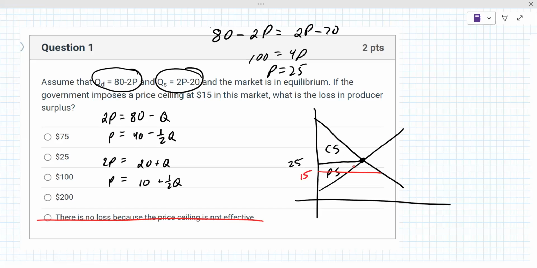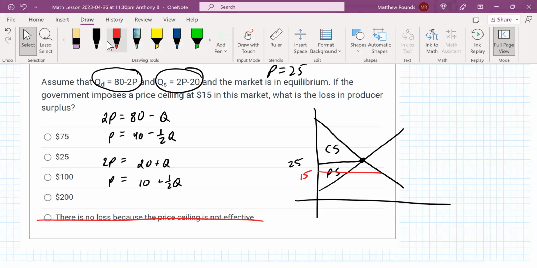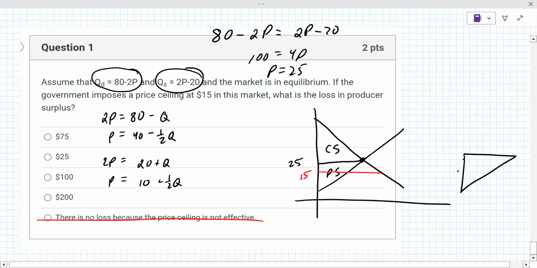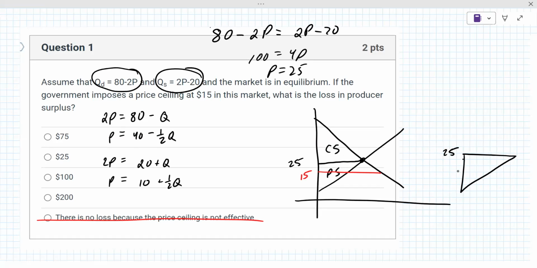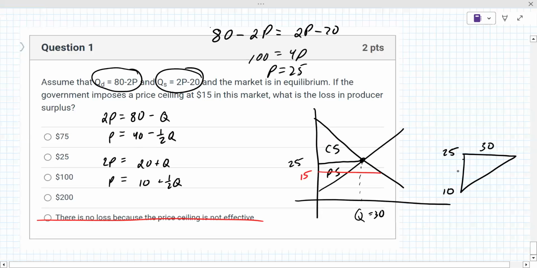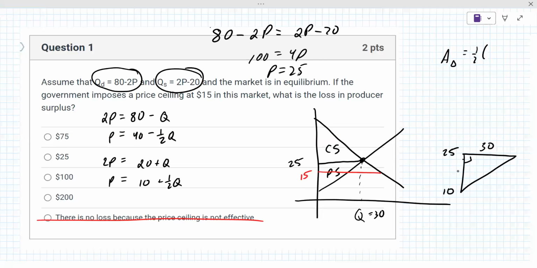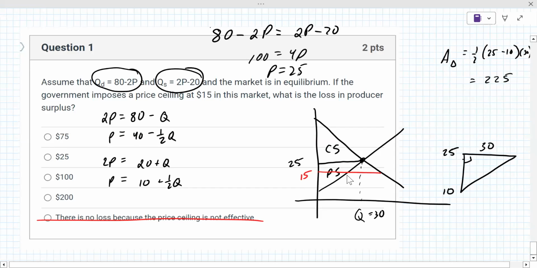So we have to go back now and find the area of this producer surplus triangle. Okay, so to do that, we know that this is 25. We know that it starts at 10, and then we got to find the equilibrium quantity here. To do that, you put the 25 for the price back into either equation, and you end up getting 30 for the equilibrium quantity. So the area of this triangle is 1/2 the base. The base is 25 minus 10 times the height 30, which ends up being 225.